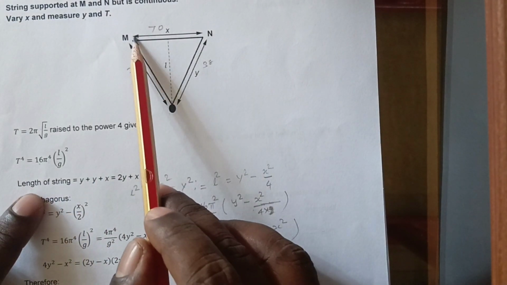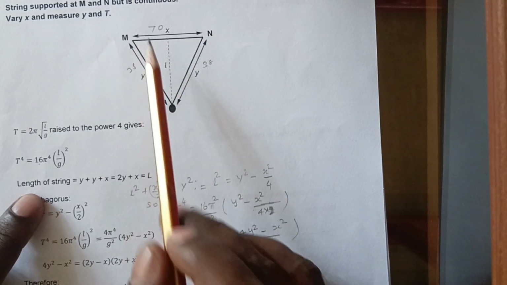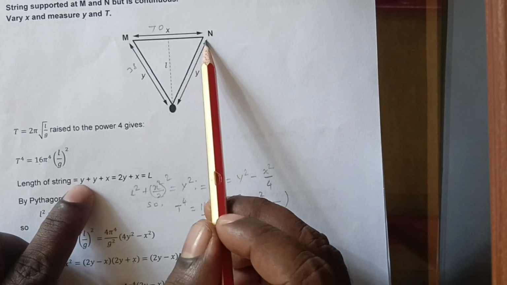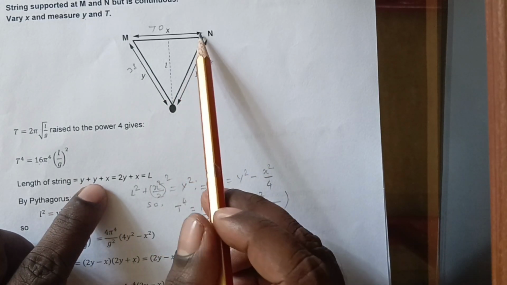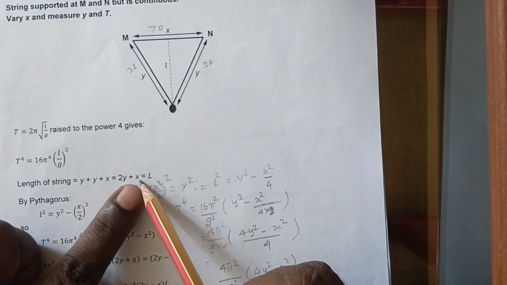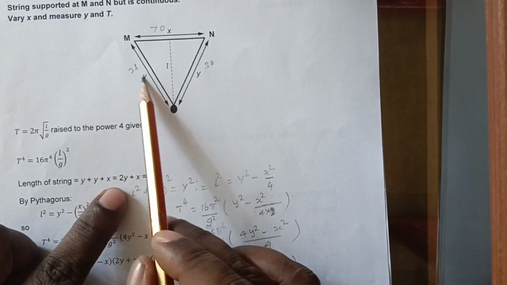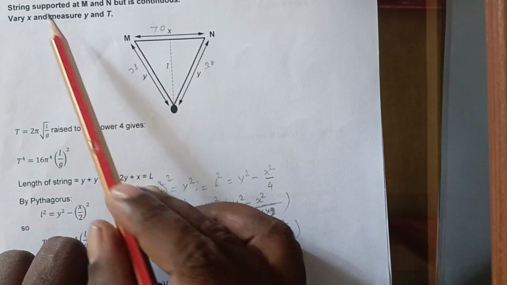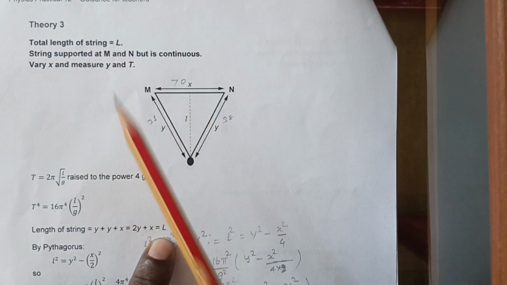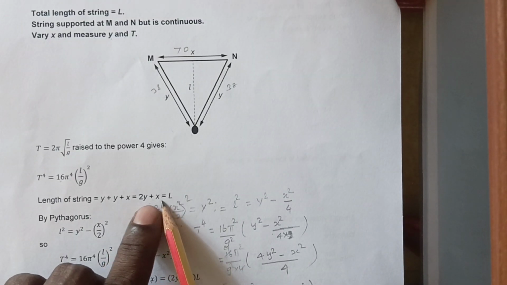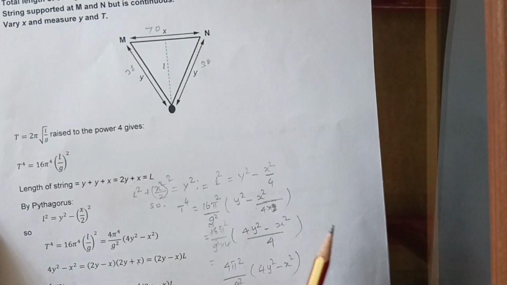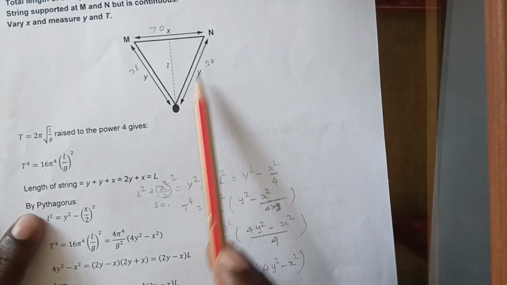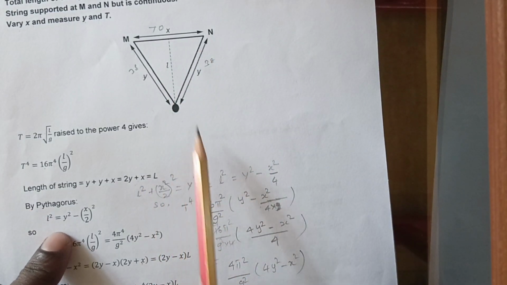So length of string: here this is the string length. First, you see here y1 is there, and also 2y is there. So 2y plus x equals L. This is the length of string, the total length of string. This part only, we used the Pythagoras theorem.